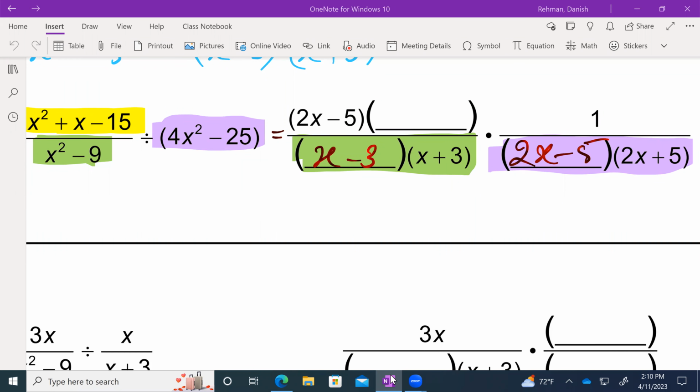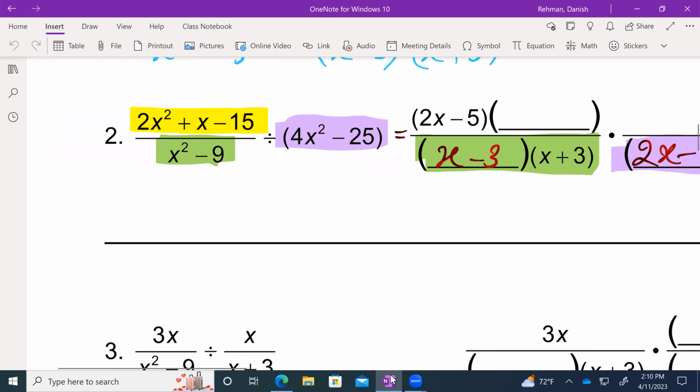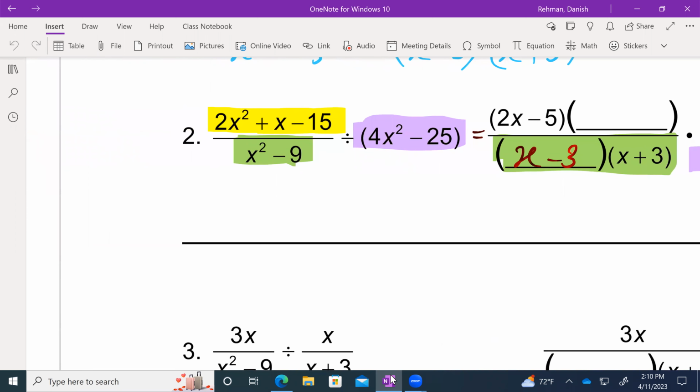So now we are going to take care of the yellow highlighted term, the main problem. We broke it down into 3 different chunks. And to solve the yellow highlighted one, I will use the factoring trinomial technique that we used, using a cross. Okay, so here is a cross.